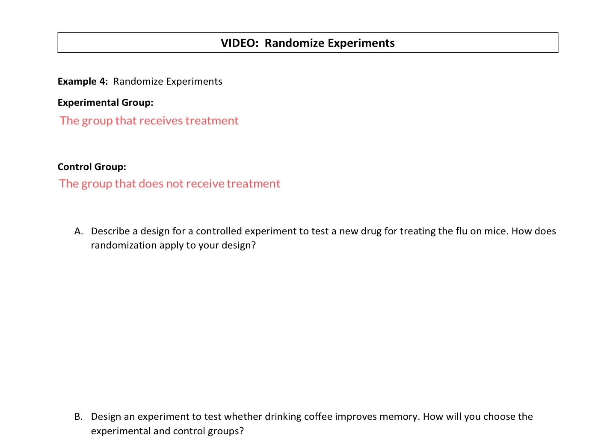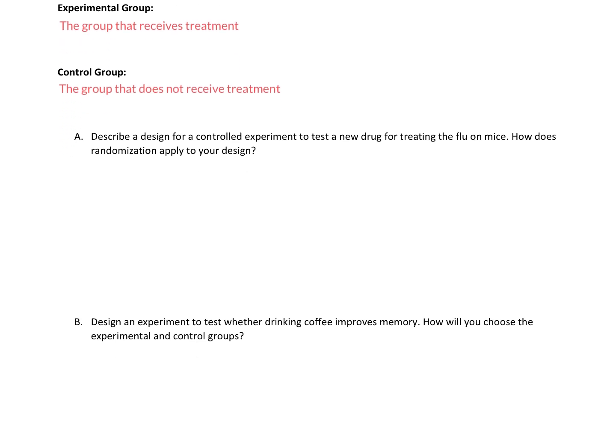So some key terms that we use when we randomize an experiment. The first one is experimental group. This is the group that receives treatment. And then you have a control group. This is the group that does not receive treatment. So we're going to use that vocab to answer a couple questions here.